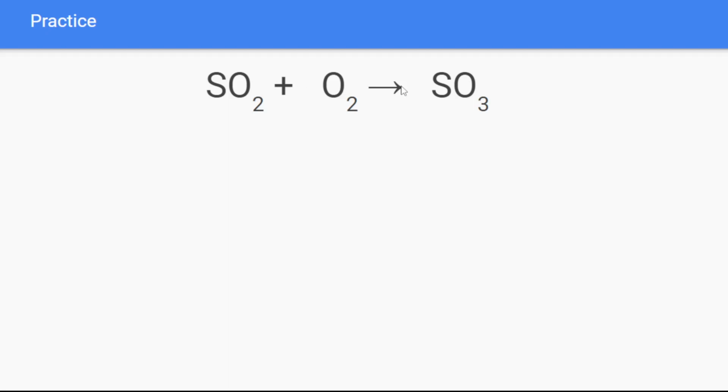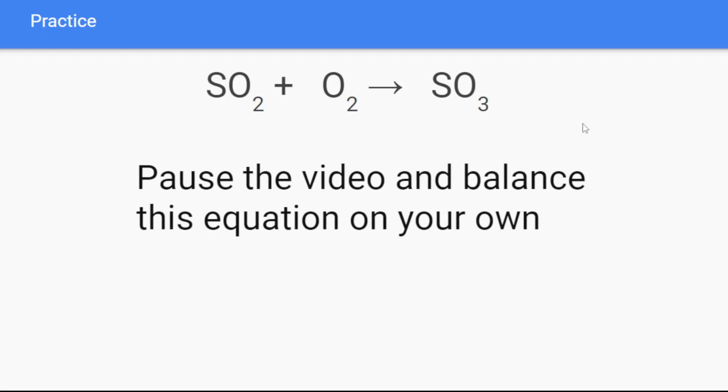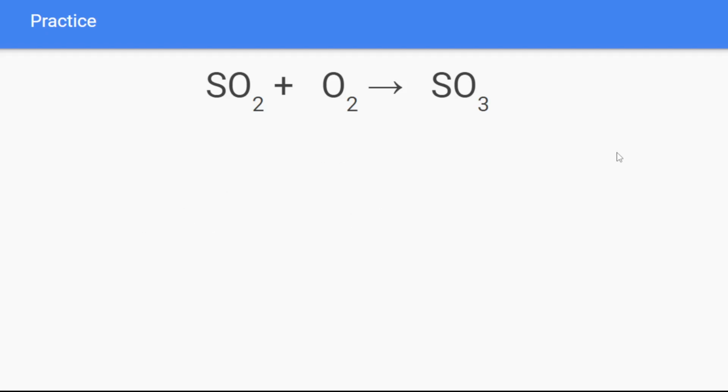SO2 plus O2 yields SO3. Obviously that's not balanced. So I want you to pause the video and give this a shot on your own. Okay, let's see. If we change the coefficient to 2 on SO2 and SO3, that gives us 2 sulfur plus 4 oxygens, and then another 2, so 6, 2 sulfur, 6 oxygen.